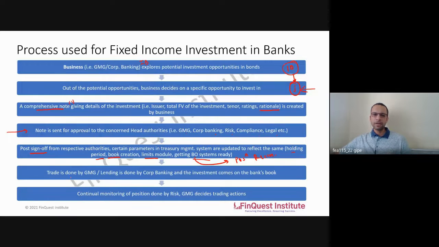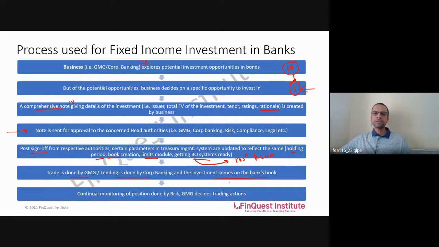So either the trading can be done by the front office, or a large lending might be done by corporate or investment banking, or a strategic investment in a certain bond might be done by corporate and investment banking. So it is at that point in time that the investment actually comes on the bank's books.